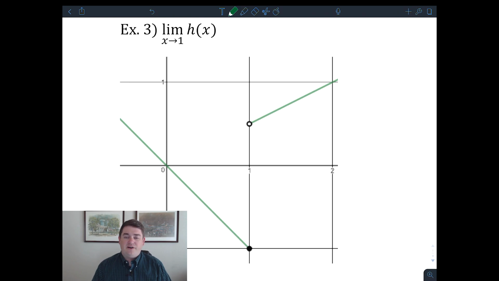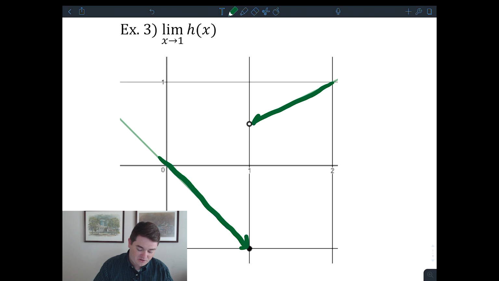But what about when they don't converge? Looking here, find the limit as x approaches 1 of this function. Well, I'm going to ride along the curve until I get infinitely close to 1 from the left, ride along until I get infinitely close to 1 from the right. And did these come together? No, they didn't. So what we say, because we have different behavior from the left and from the right, is that the limit does not exist. And we're going to denote that by writing DNE, does not exist.